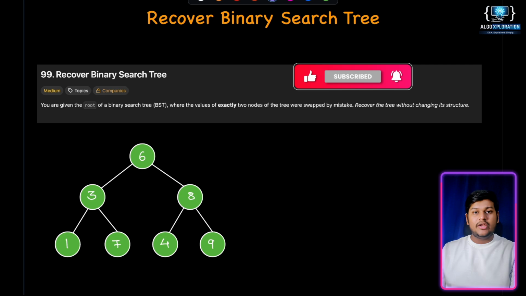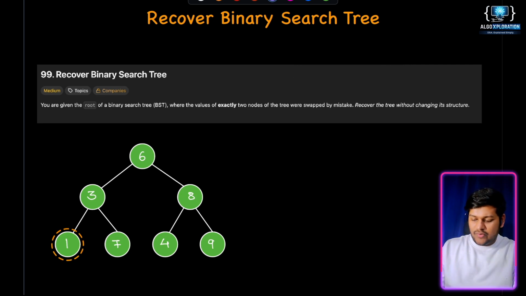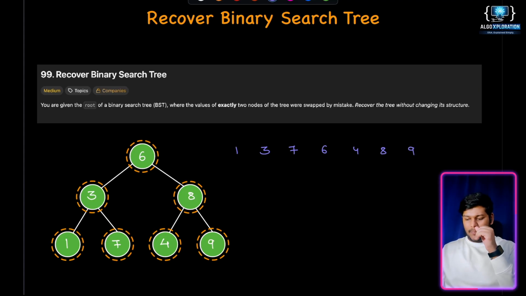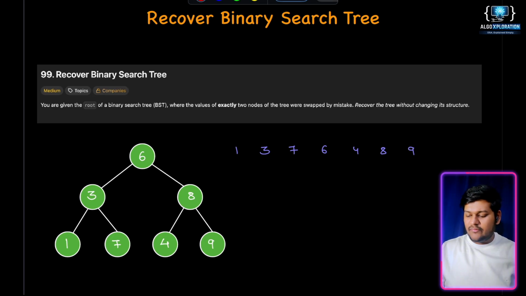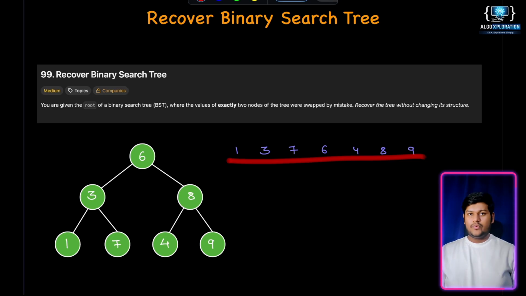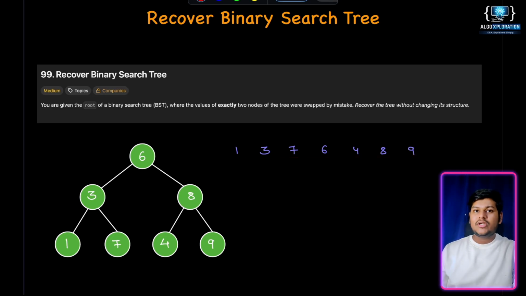So let me just write the in-order traversal over here. 1 will come, then 3, then 7, then 6, 4, 8, and 9. Now, how do we check whether the given list is in sorted order or in sequence? I just need to compare with the previous value. If the previous value is smaller, then we keep on moving. But if at any time the previous value is greater, the list is not in sequence.